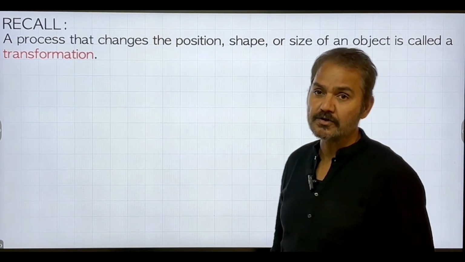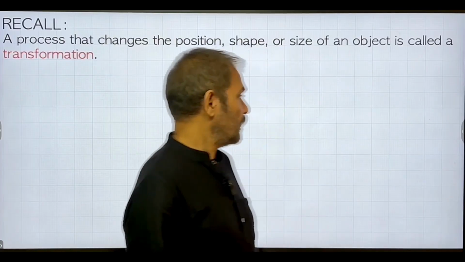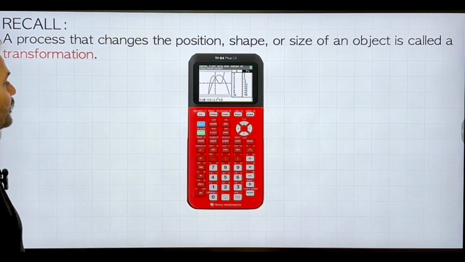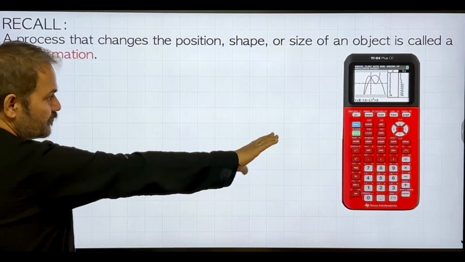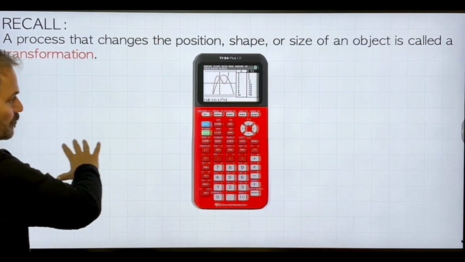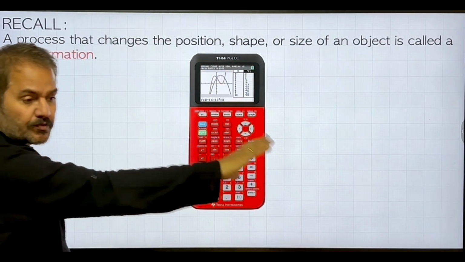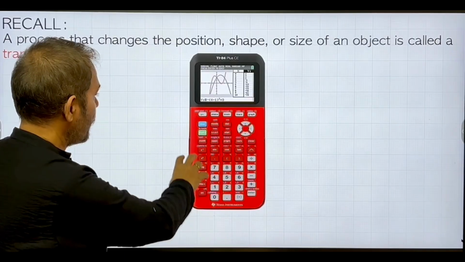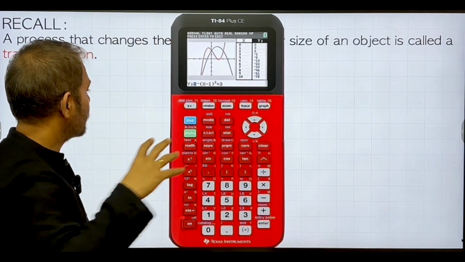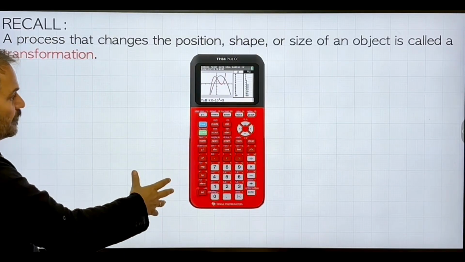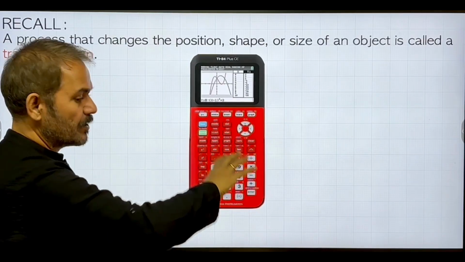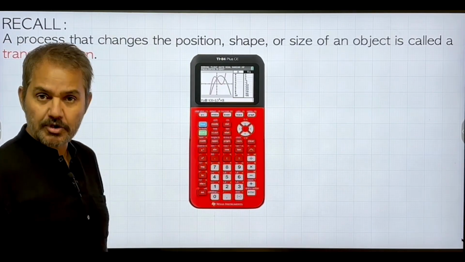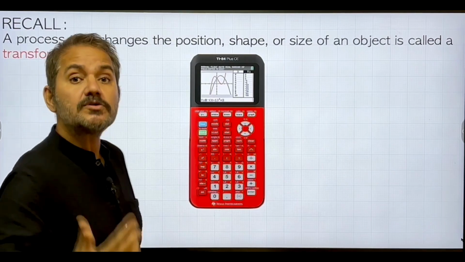Now, before we move on, please recall that a process that changes the position, shape, or size of an object is called a transformation. For example, you have your beautiful calculator. Maybe it can move to the right or to the left. So this is also a transformation. Or maybe it can enlarge, it can diminish. This is also a change. It can turn again in another direction. So all these things are changes or transformations.